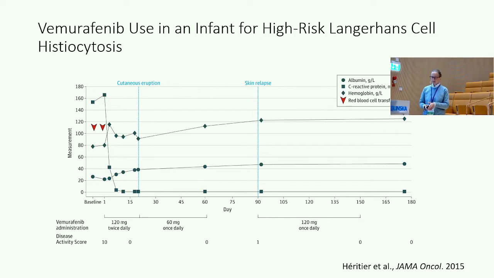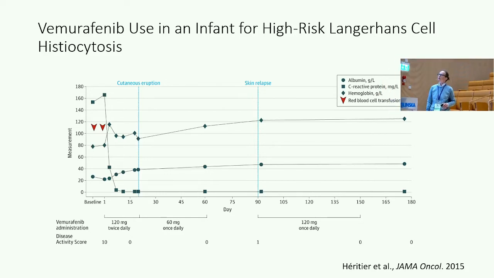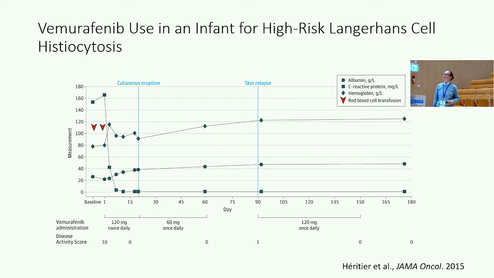Nevertheless, it was started in children, and I'm mostly showing children's data here. So the first paper, I think, was from the French in JAMA Oncology, of an infant who got vemurafenib and fairly quickly reached clinical remission, as you can see here, with the albumin, which is quite a good marker in some kids who have a very severe disease. So this case report showed that it's actually efficient.